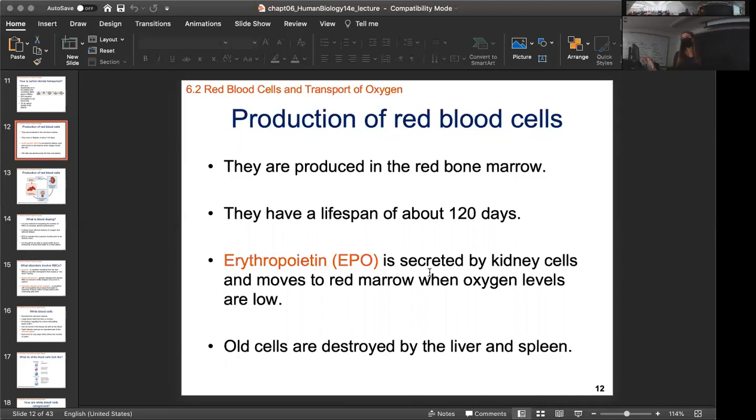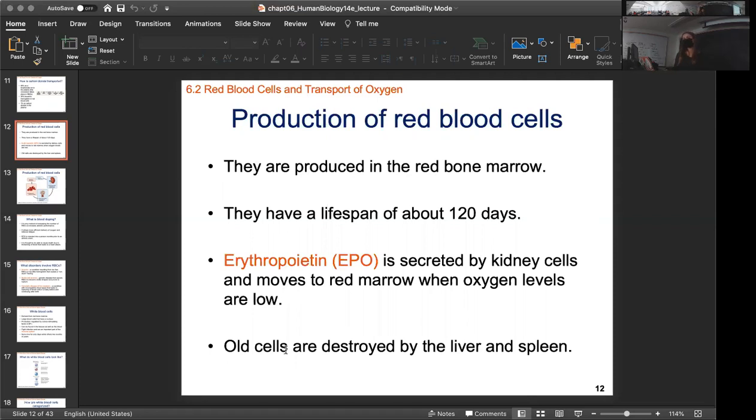Erythropoietin, EPO, is secreted by kidney cells and moves to the red bone marrow when oxygen levels are low. Okay, so this happens with something as drastic as actual low oxygen levels, like an astronaut maybe, where there's low oxygen, but also something as simple as working out, like you've been working out for too long. This one's a little tricky, this bullet point here. Just know that there are things in our kidney cells that move to the red bone marrow when oxygen levels are low to help us continue to produce red blood cells, okay?